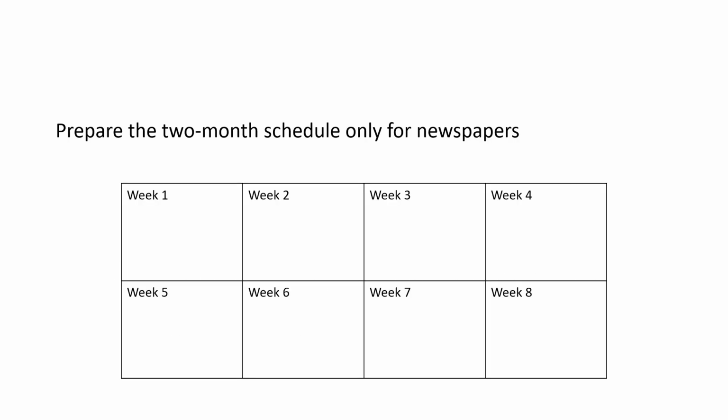Prepare the 2 month schedule only for newspapers. So you have week one, because it's a 2 month campaign, you have 8 weeks. So prepare this table and just put down the newspapers that you have used. You do not need to do this for magazines.